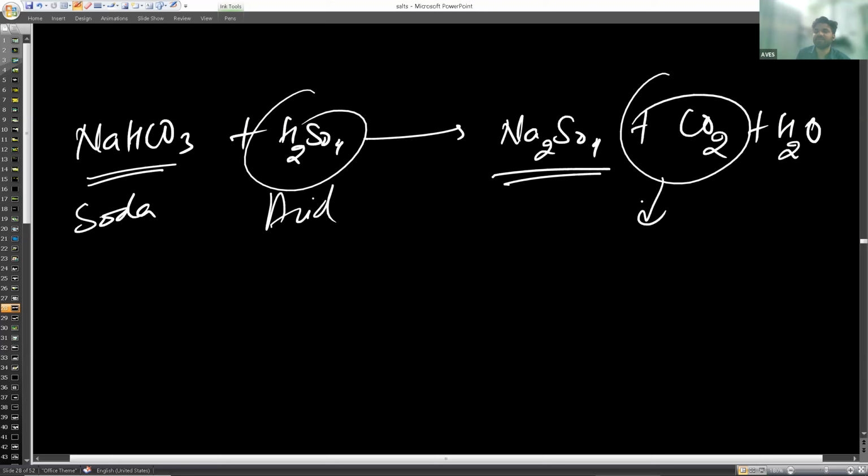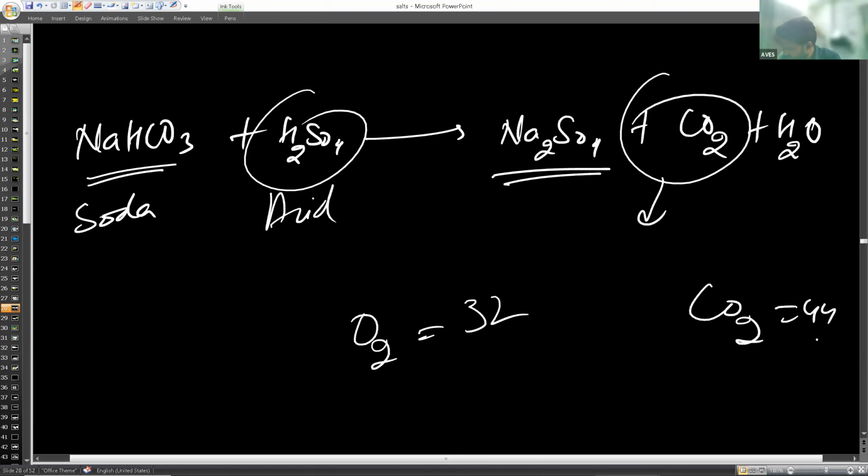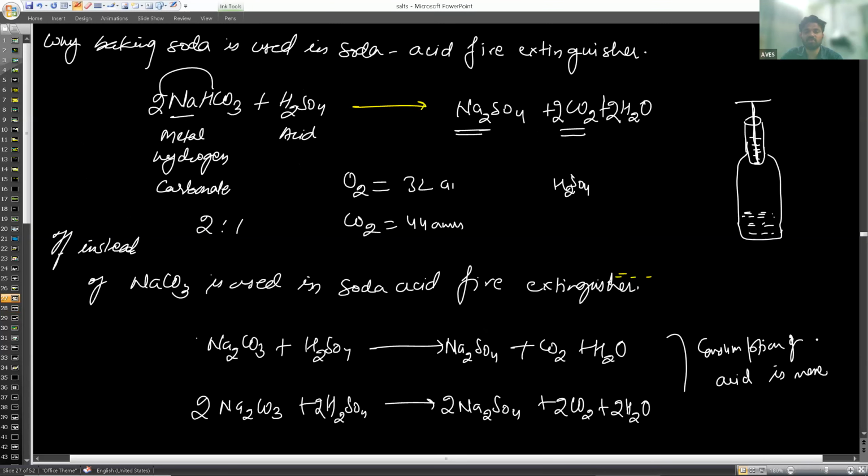You know that carbon dioxide is heavier than the air. We call it the air, like oxygen gas. Oxygen gas has mass 32, and carbon dioxide has mass 44. So because of this, it will remove the oxygen and will help in extinguishing the fire. So it helps in making the soda acid fire extinguisher.